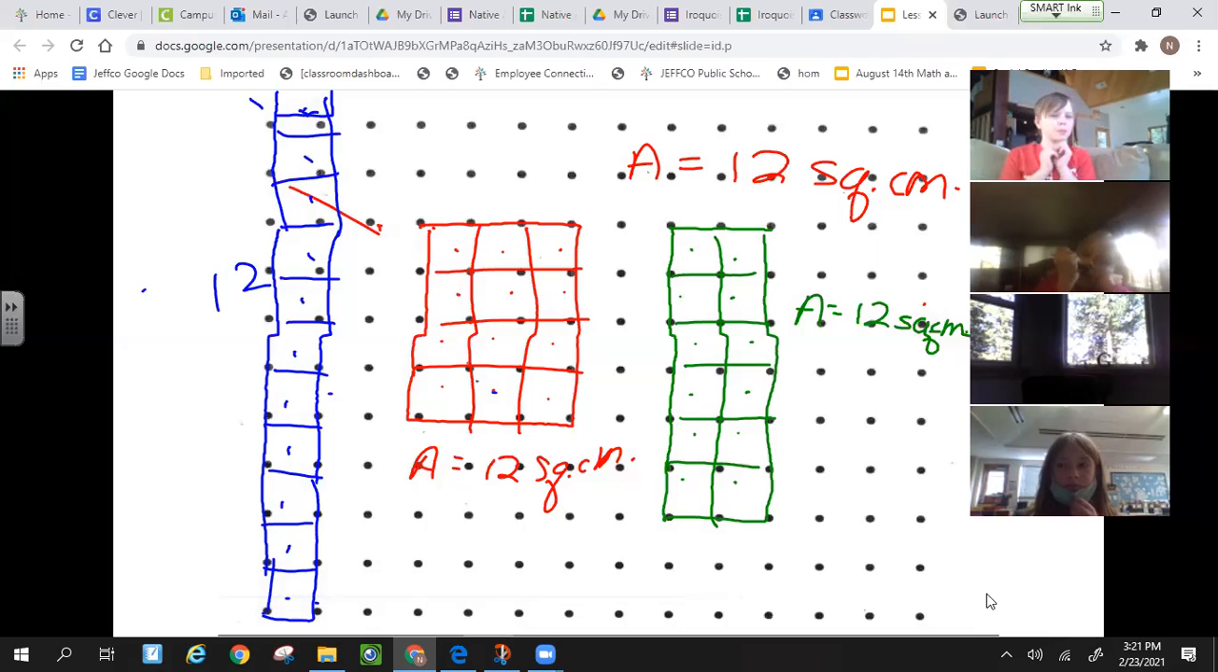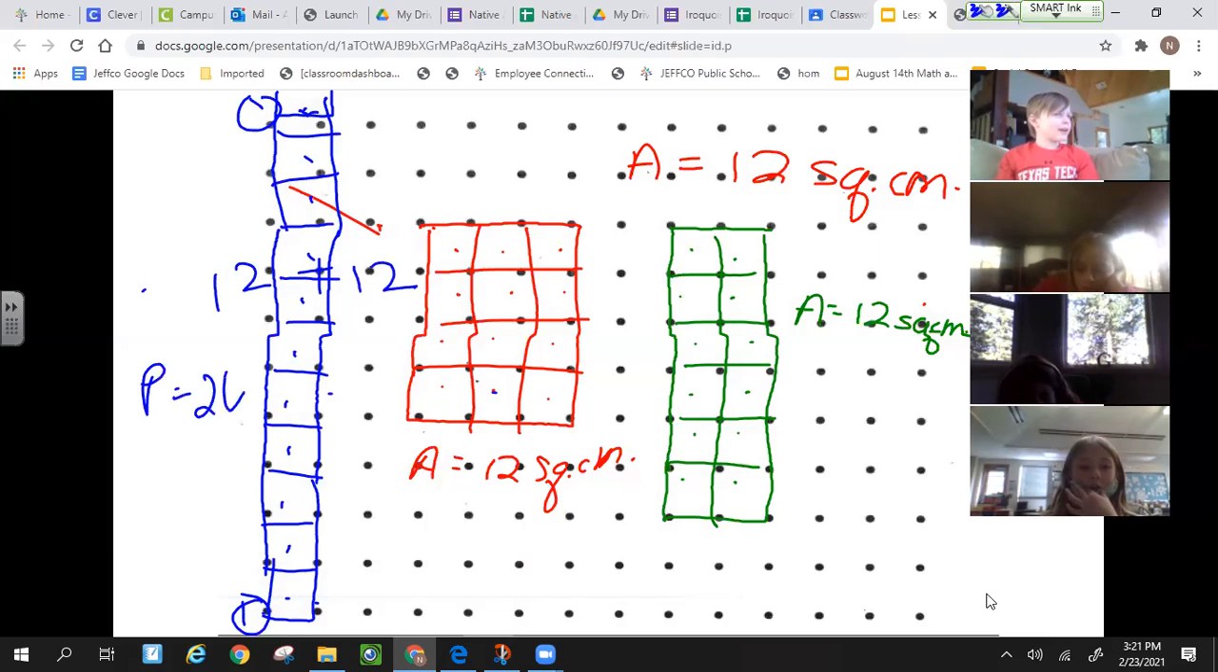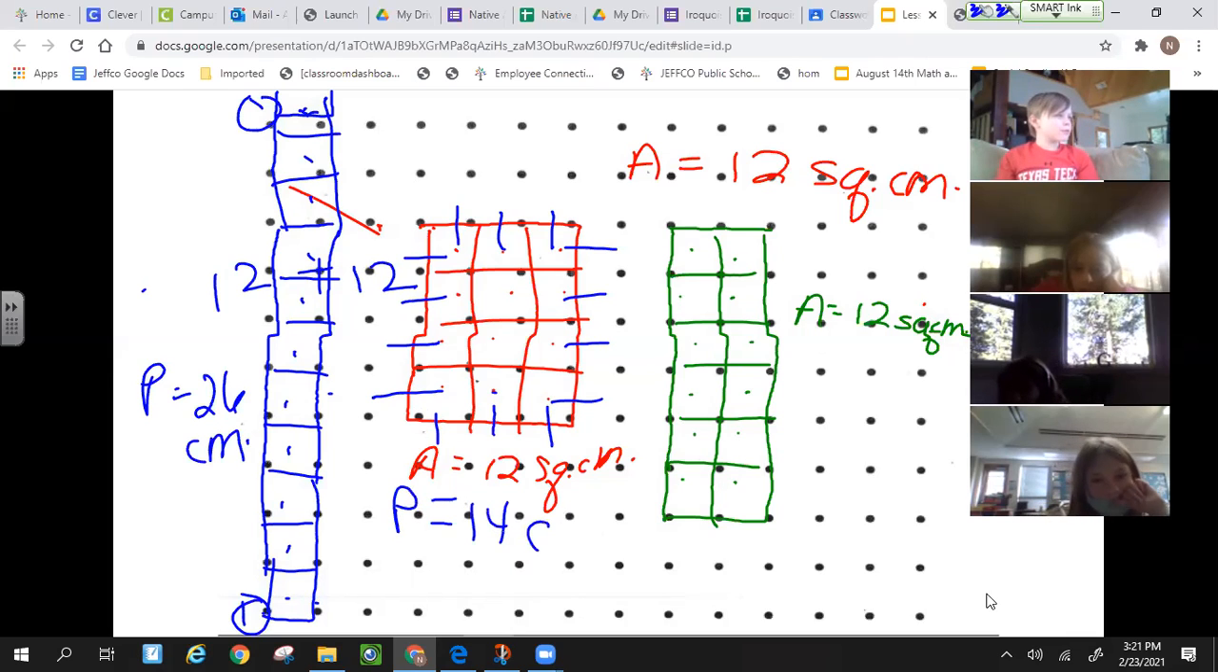Oh, the area equals the same, but the perimeter's not. Watch, let's do it. You guys ready? Let's count the sides. So this would be 12 plus another 12 if I'm finding perimeter. What's 12 plus 12? 24 plus the 1, 25, and another 1 would make 26 centimeters for the perimeter. Let's try this and see if it's 26. 1, 2, 3, 4, 5, 6, 7, 8, 9, 10, 11, 12, 13, 14. Perimeter equals 14. Is that the same as 26?